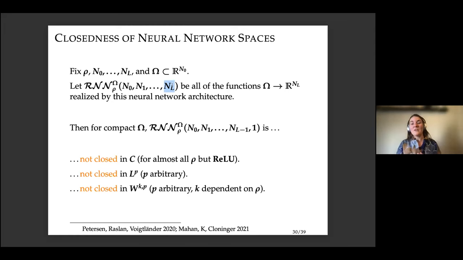Anyways, what we're looking at is, if we have this architecture, we choose all the possible entries for the weight matrices and all the bias vectors. So we choose one choice for weight matrices and bias vectors, that gives us one function. And now we look at another choice, that gives another function. So what we have is a collection of functions going from Omega to R^{L_n}, where L_n is the size of the output.